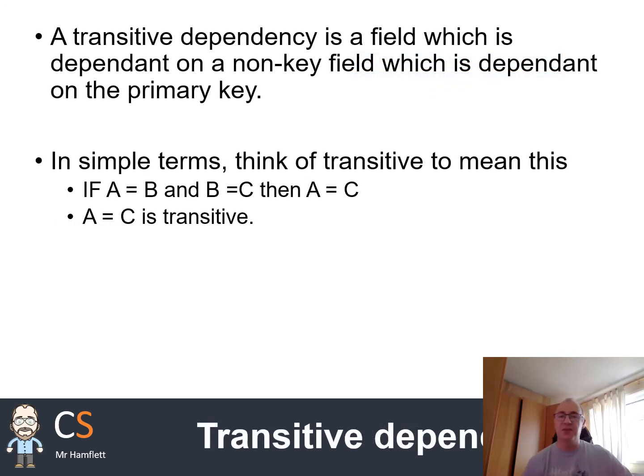So a transitive dependency is a field which is dependent on a non-key, which is then dependent on the primary key. So it's like it has an intermediate step in order to get to the primary key. So it might be dependent on one thing, which is then in turn dependent on something else. Think of it along this line: if A equals B and B equals C, then A must equal C. So it's that kind of transitive dependency, A will equal C. So is there a stepping stone to get to the primary key, or do you go direct? That's the way to think about it.